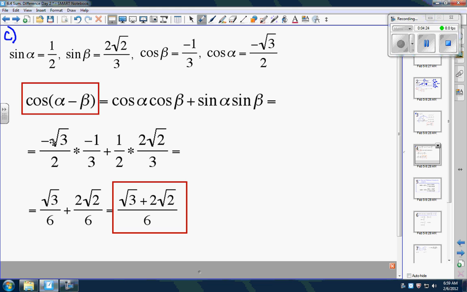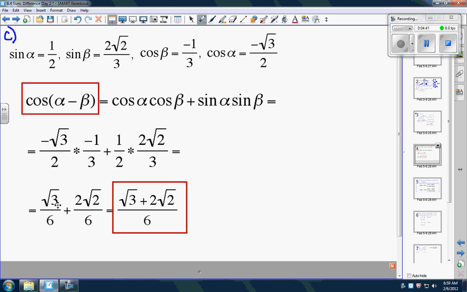We plug them in. Now notice this guy is a negative times a negative here, so this guy goes positive. You should have a common denominator when you do these. If not, double check your work. I'm not saying it'll never happen, but more often than not it will.